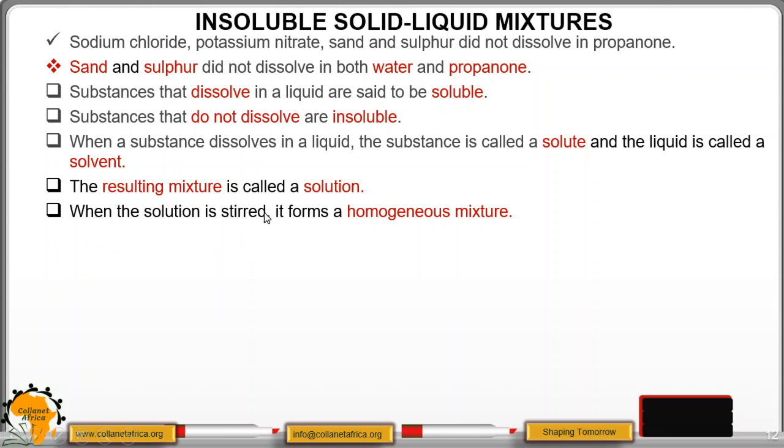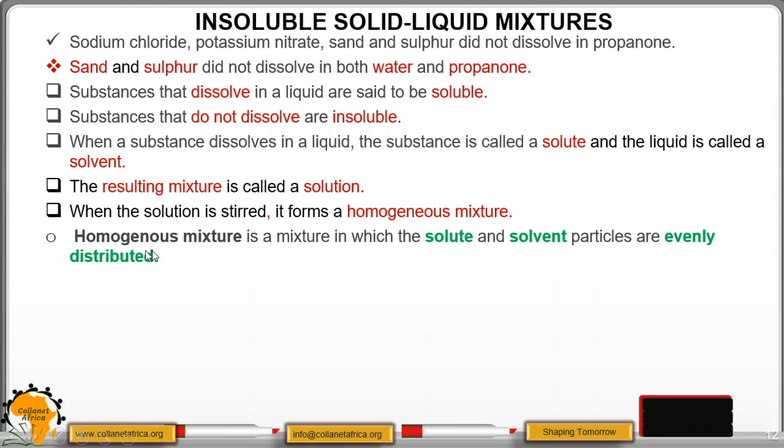When the solution is stirred, it forms a homogeneous mixture. What is a homogeneous mixture? It is a mixture in which the solute and the solvent particles are evenly distributed.